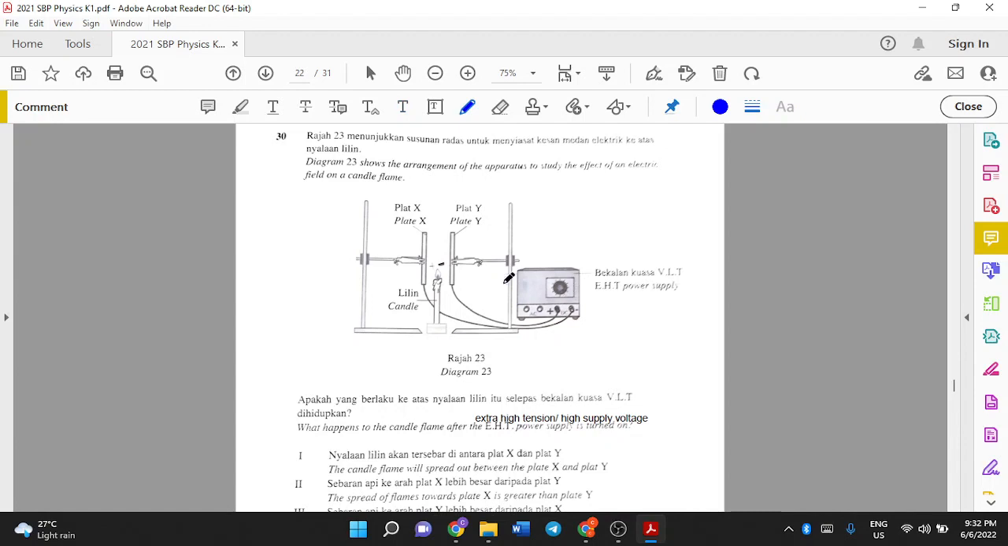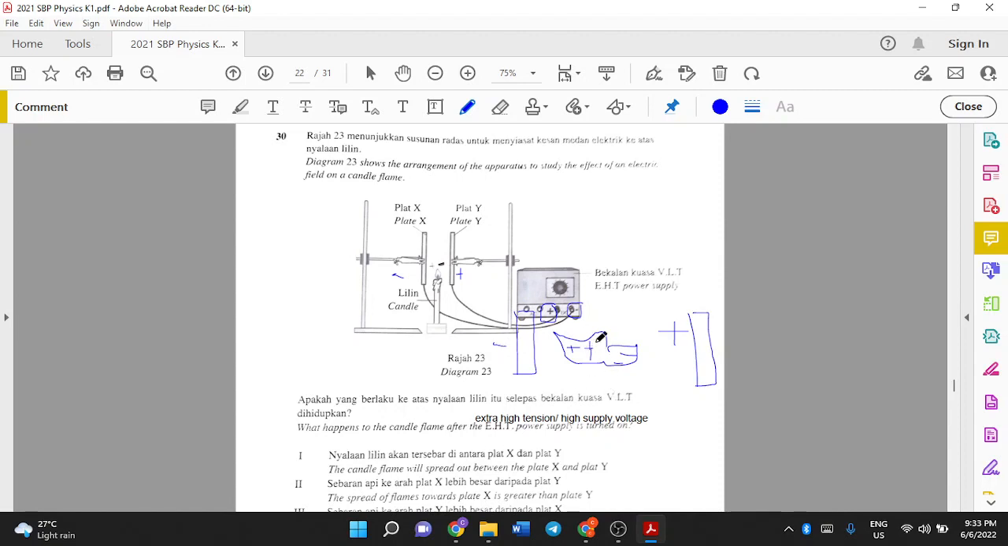So this is positive, so this should be a positive plate, and this is negative, so this should be a negative plate. When your flame is ignited, it will have positive charge and negative charge. So your flame will become flattened and spread in both directions. Your positive charge will be attracted to the negative plate, and your negative charge will be attracted to the positive plate.